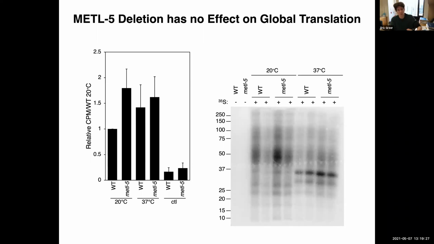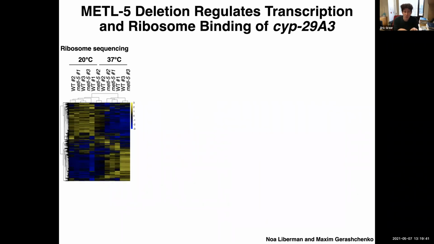So this was a bit perplexing, but we thought, oh, well, maybe it's because there's a change in specific translation that we aren't really able to assess by these global measurements of translation. So to examine this, we decided to perform ribosome sequencing under the same conditions, at 20 degrees or at 37 degrees, in the wild type worms or the METL5 mutant worms. And again, as you can see by this heat map, we recapitulated what we found by these global assessments. If you look at this from a global perspective, there wasn't really any difference between the wild type worms and the METL5 mutant worms.